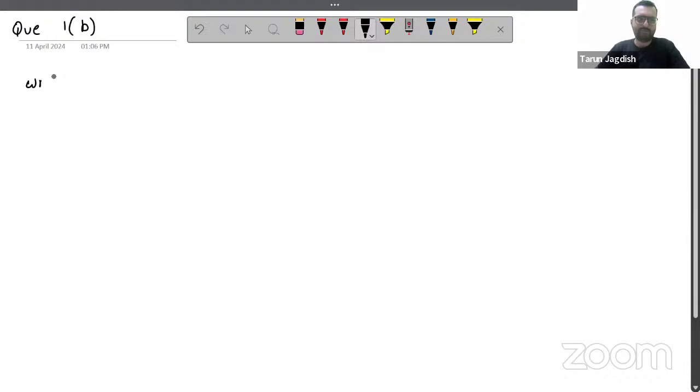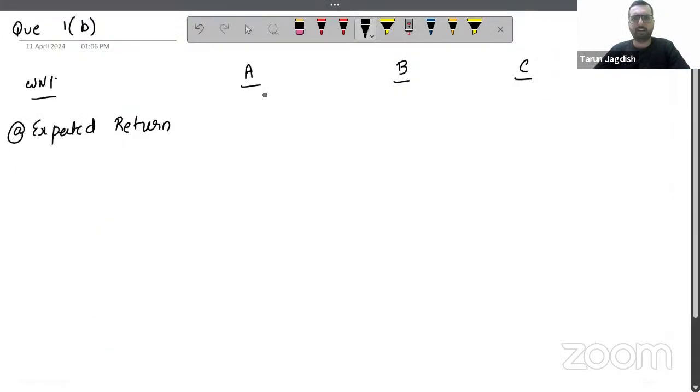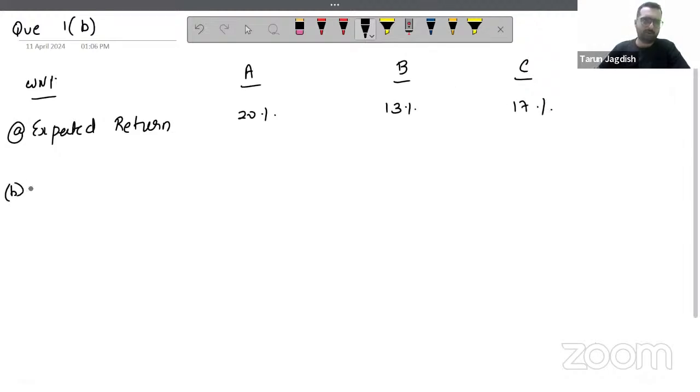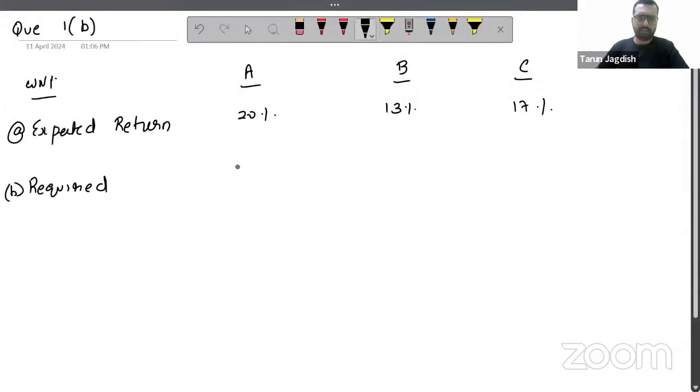Alpha. Do you remember alpha, friends? What is the formula for alpha? Expected return minus required return. Exactly. So we already have the expected return that is given in the question, correct? How much is that? 20, 13, and 17. Now we need to go and find out what is our required return. How will you do that? CAPM. RF 9 plus beta into 5. Into 1.9, you'll get the answer as 18.5% for the first one.